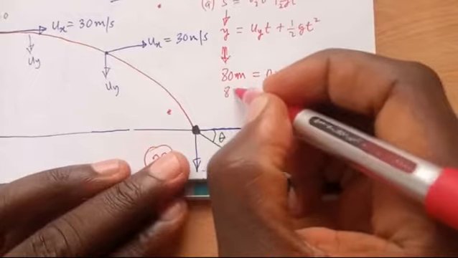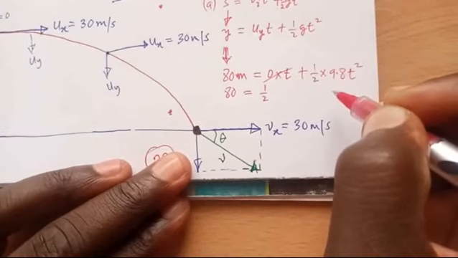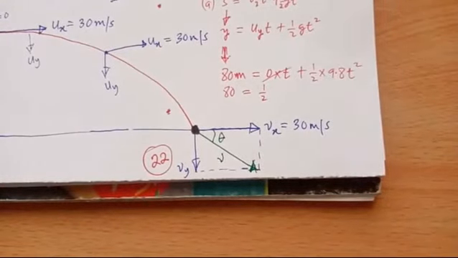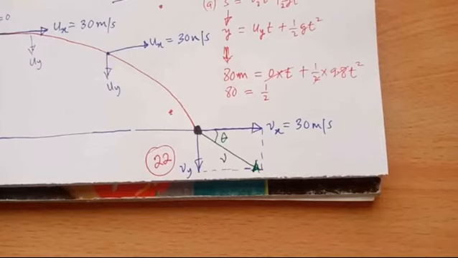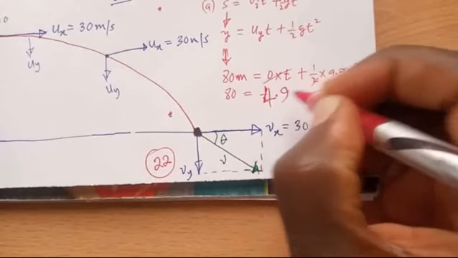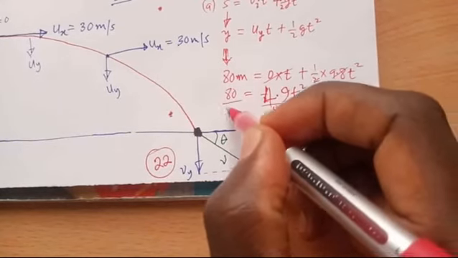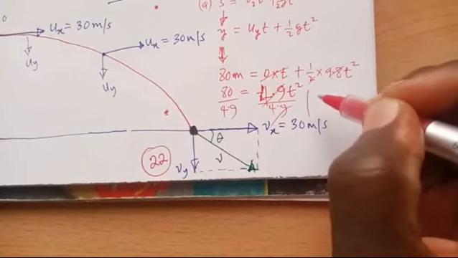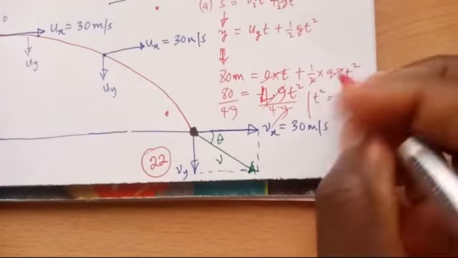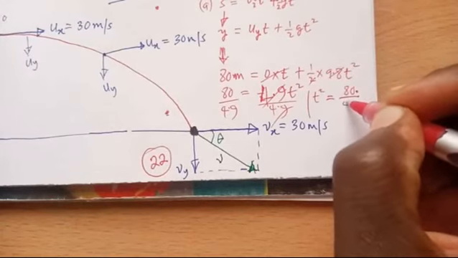So here we have 80 equals, this one vanishes, 0 times t is 0. Then you have half times 9.8, so just press 9.8 divided by 2, and your answer will be 4.9. So here you write 4.9 t squared. Then you divide both sides by 4.9. 4.9 cancels 4.9, and t squared remains on this side, equal to 80 divided by 4.9 on the other side.